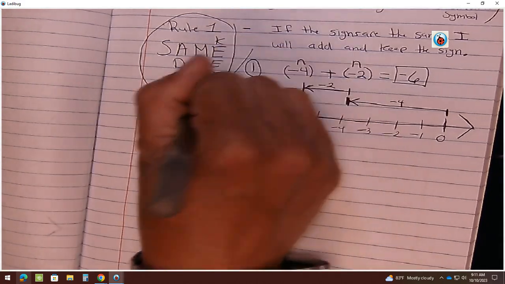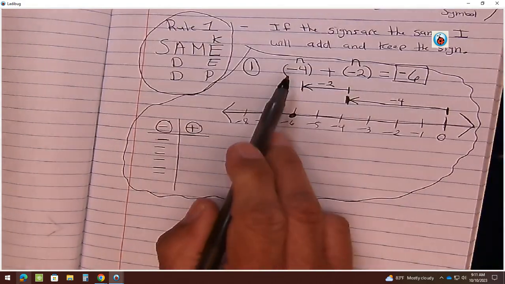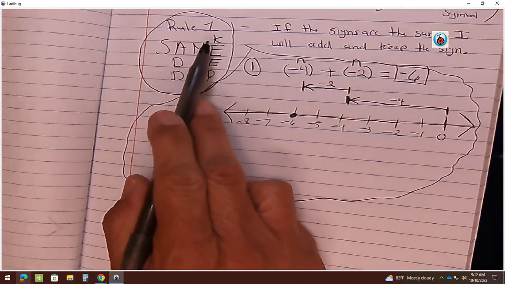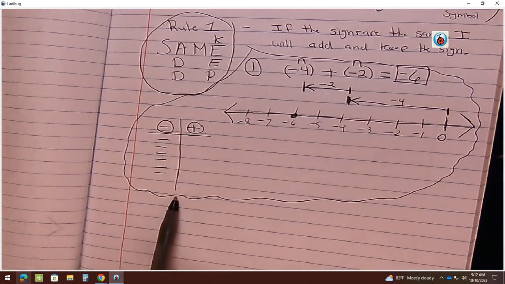We're done with number 1. And now you know what I mean with rule 1. When the signs are the same, I'm going to add and keep the sign the same. And here's how to show it with a number line. Here's how to show it with an integer chip table.